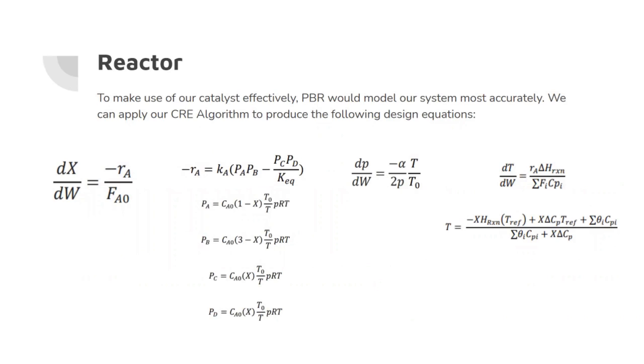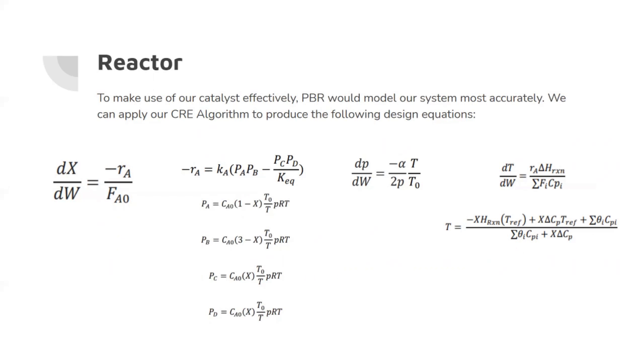For our reactor, to make use of our catalyst effectively, a PBR, packed bed reactor, would model our system most accurately. We can apply our CRE algorithm to produce the following design equations. We start on the far left with the mole balance on the PBR in conversions. dX/dW equals the rate of consumption of A over F_A0, which is the feed. The rate law we discussed earlier, and the partial pressures can be written in terms of concentration and conversion with temperature and pressure drop involved. You can see those for each species, A, B, C, and D.